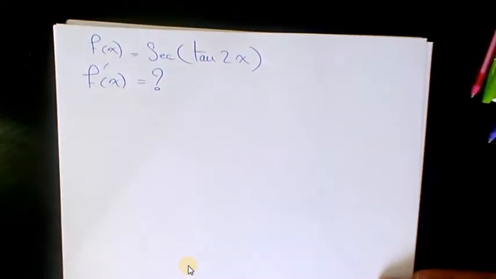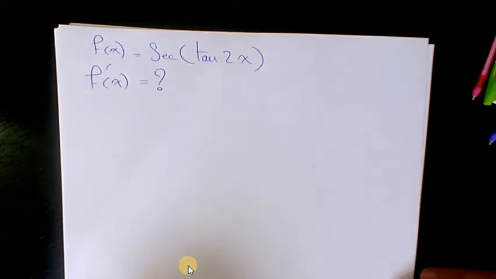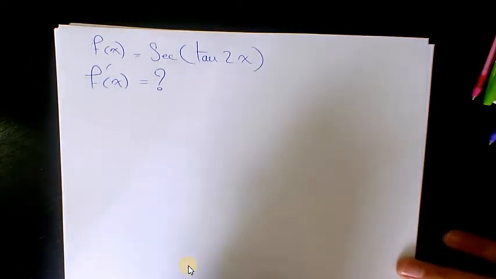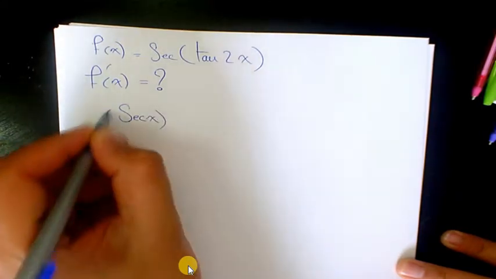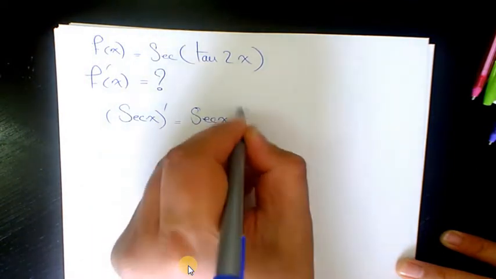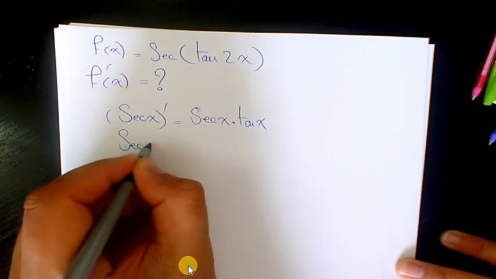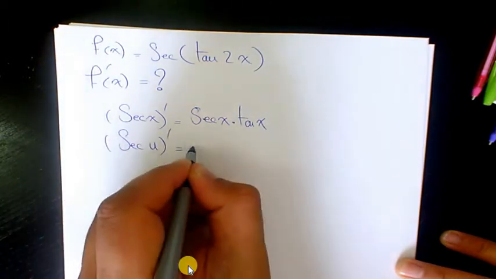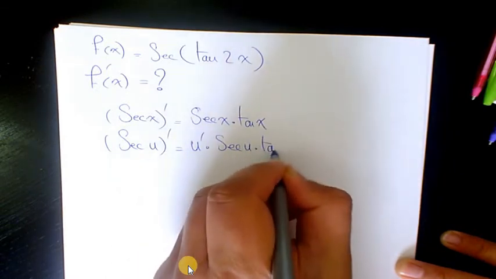Welcome to another video. In this video I want to show you how to find out the derivative of secant tan 2x, and here I just want to have a quick review. Secant x, the derivative of secant x is secant x times tan x. Derivative of secant u, if u is a function of x, is going to be u prime times secant u times tan u.